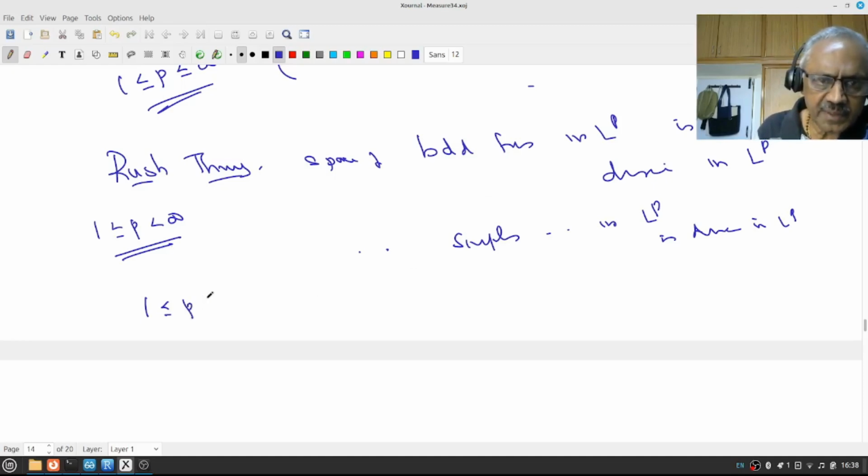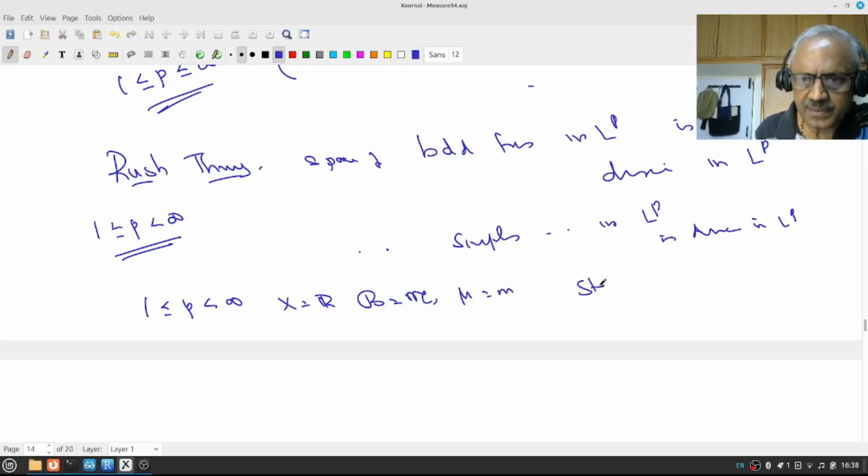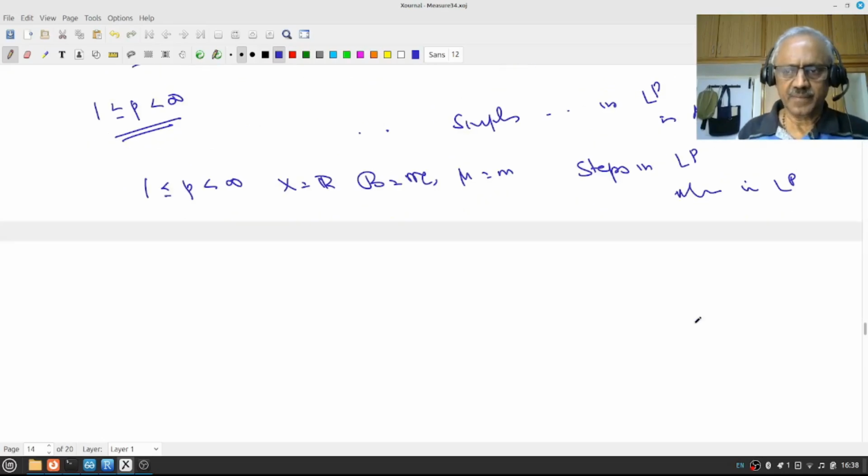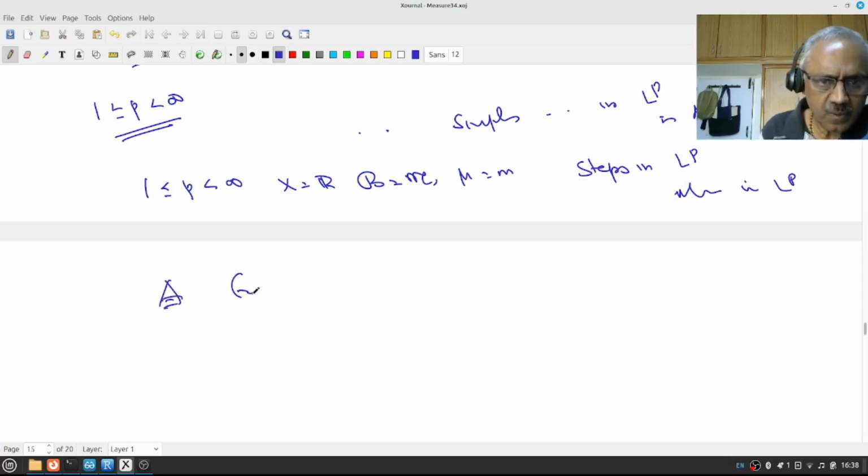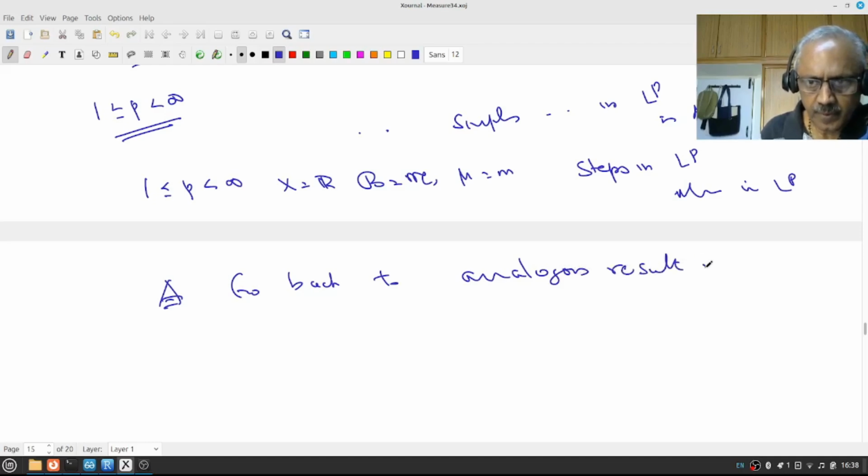And then for 1 less than or equal to p less than infinity, and my X equal to R, B equal to M, and mu equal to the Lebesgue measure, then step functions in LP are dense in LP. The proofs are exactly similar. The only thing you should remember is that you should attempt the proof. Go back to the analogous result in L1 and modify it for LP.